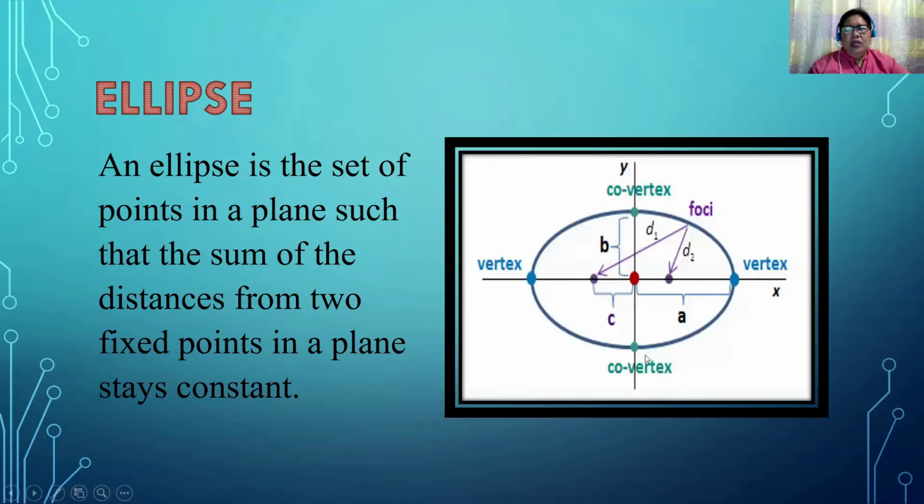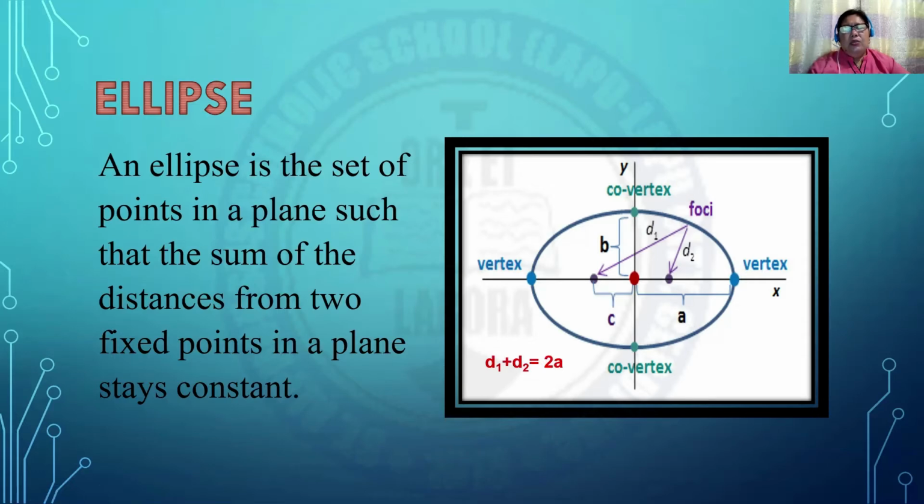In this illustration, the distance from the center to the vertex is represented by A. From the center to the focus is represented by C. From the center to the co-vertex is represented by B. And when you add the distances of D1 and D2, it is equivalent to 2A.